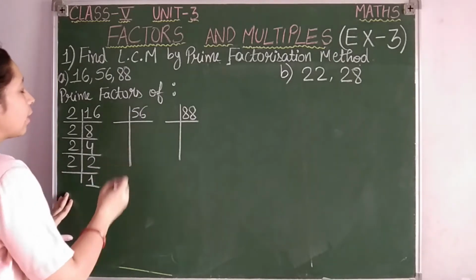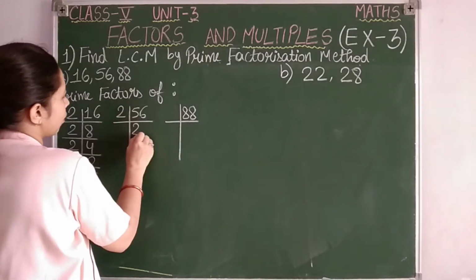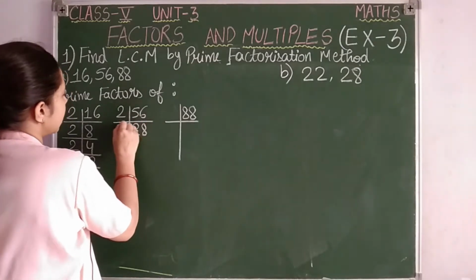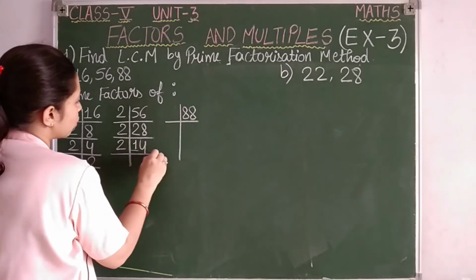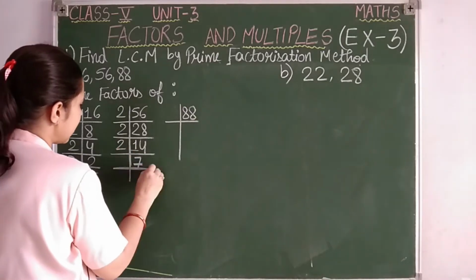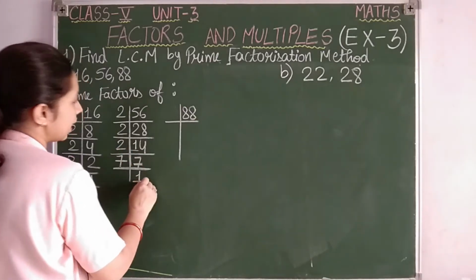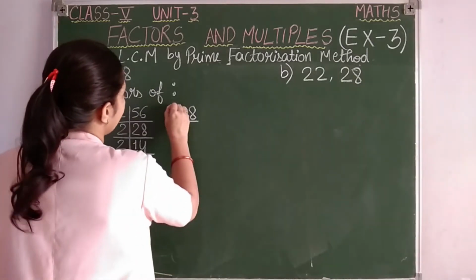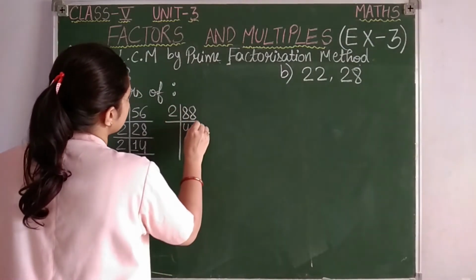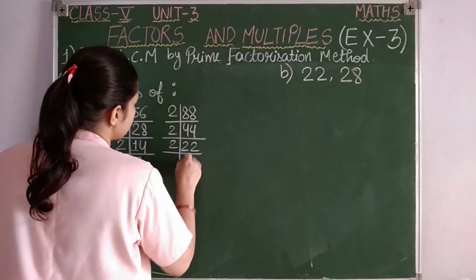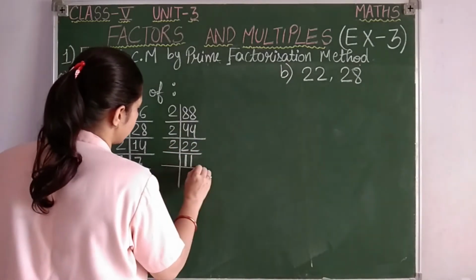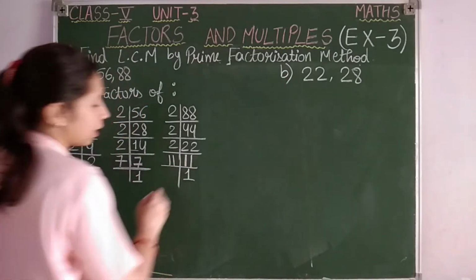Okay students. Then for 56, 2 28s are 56, 2 14s are 28, 2 7s are 14, then 7 1s are 7. Clear students? 88, again 2, 2 44s are 88, then 2 22s are 44, then 2 11s are 22, then 11. Got it?